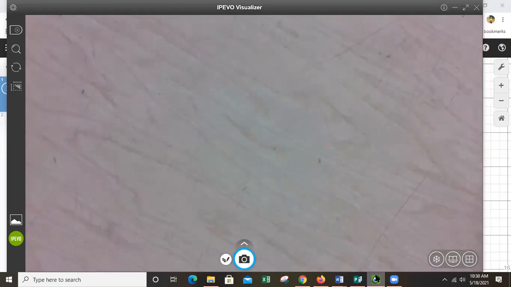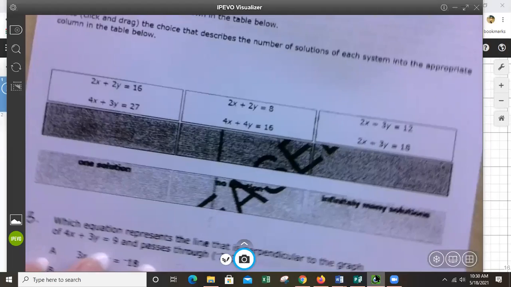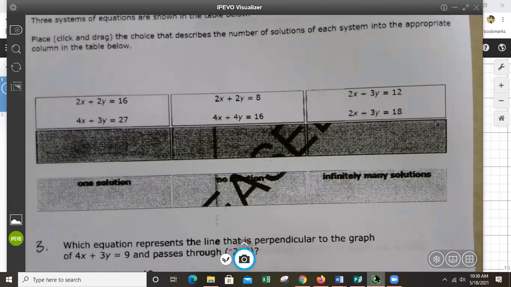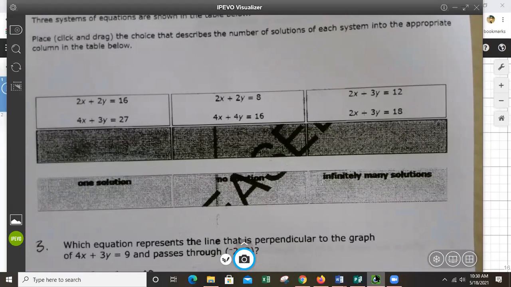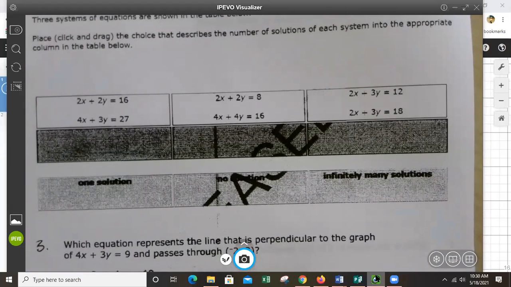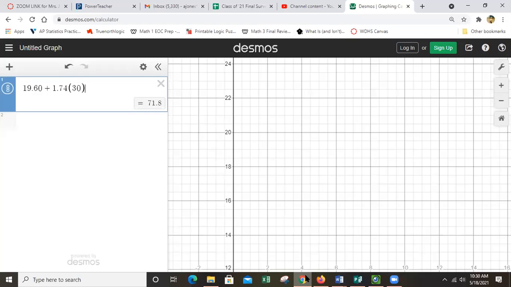All right. So let's go back to question 2. Question 2 you can do on Desmos, but you got to work it out first. Actually, you don't have to work it out. Desmos will work it out for you.